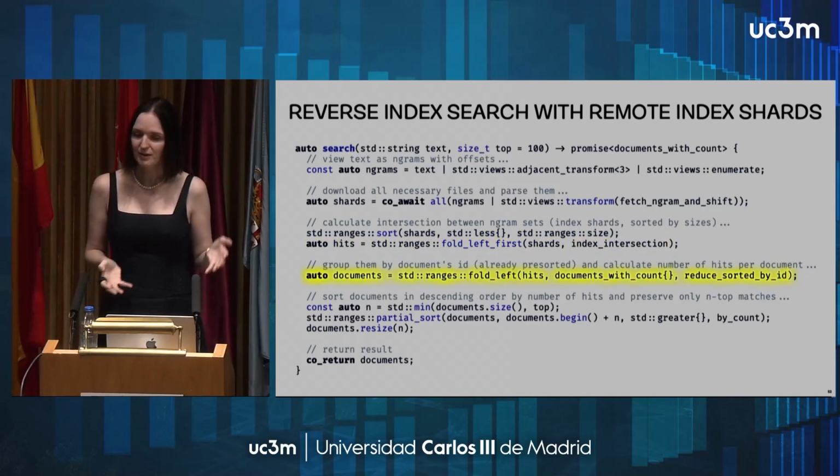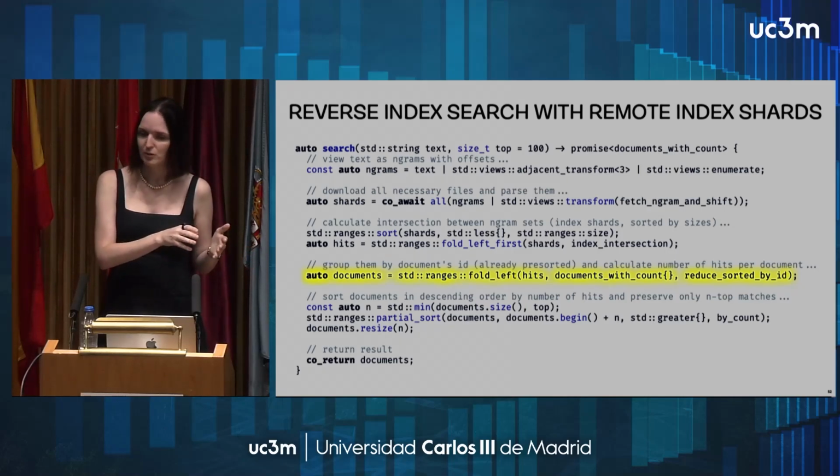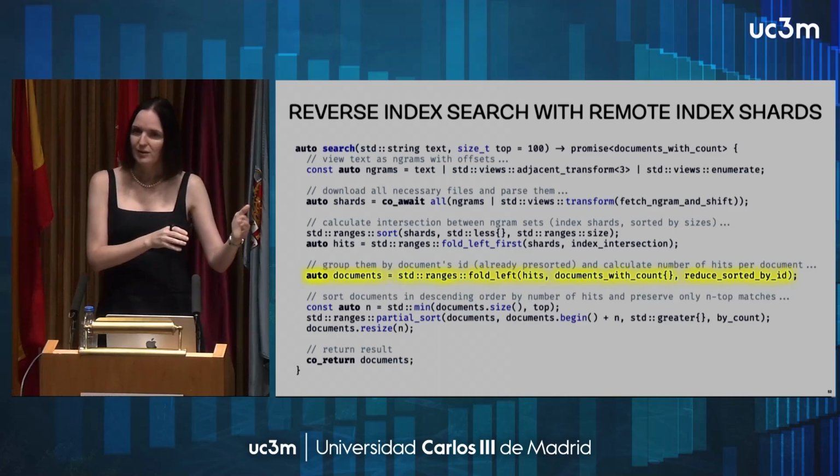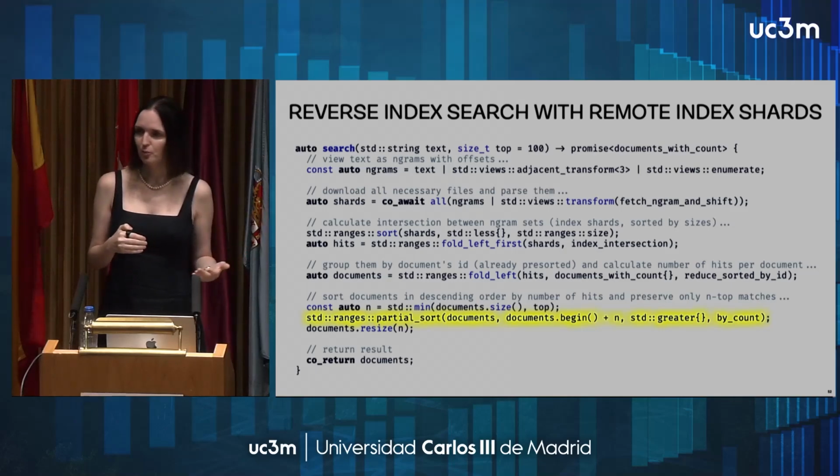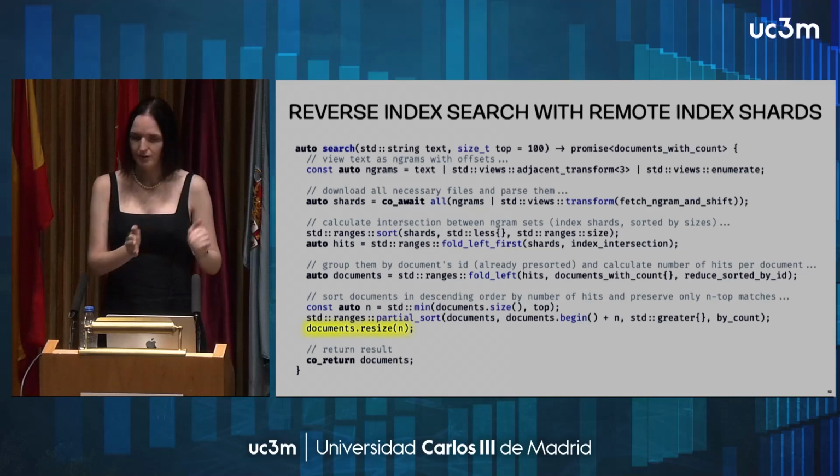And then we can fold them again by the document ID, because we don't care about the position in the document. We actually care about the document and the number of occurrences. So we will fold them, and then we will do a partial sort for the top 100 results, cut the result vector, and return the result.